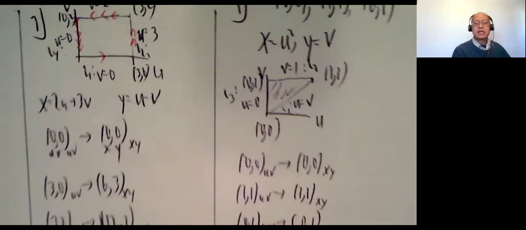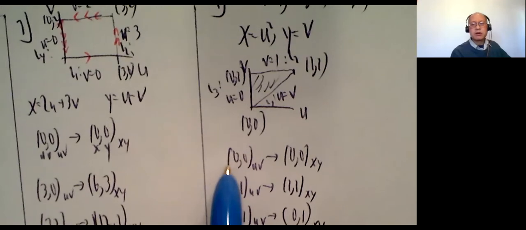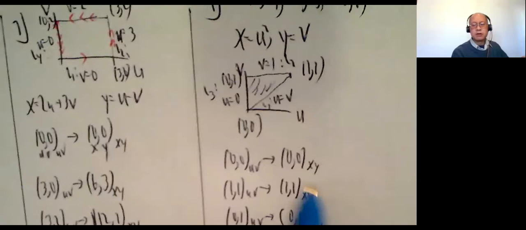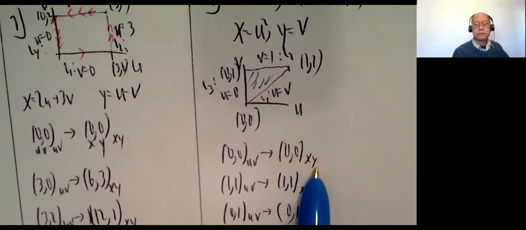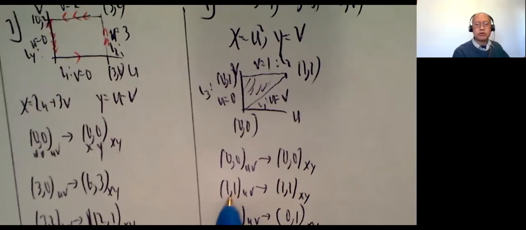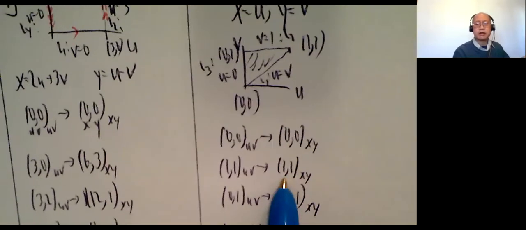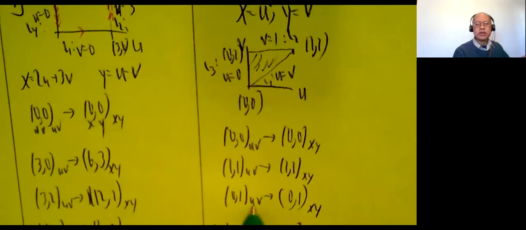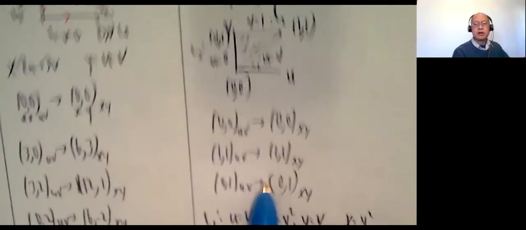Okay, now let's see where the points go to. Where does (0,0) in the UV plane go to? So plug in 0, 0. I'm still at (0,0) in the XY plane. How about in the UV plane (1,1)? So U is 1, V is 1. It's still (1,1) in the XY plane, right? How about (0,1) in the UV plane? Put a 0 here and a 1 here, (0,1).